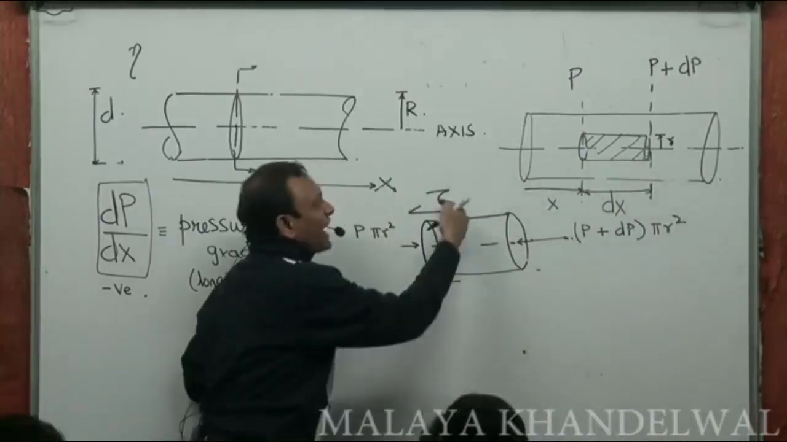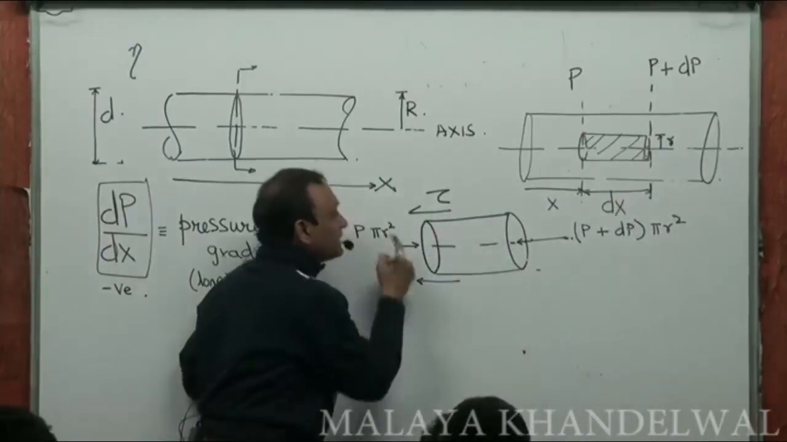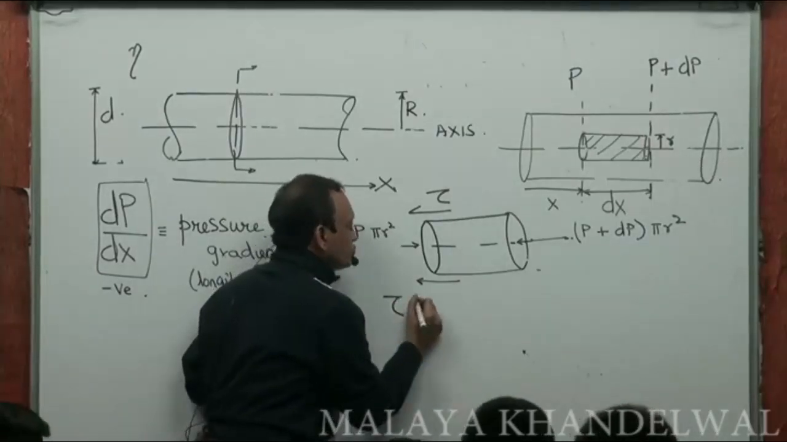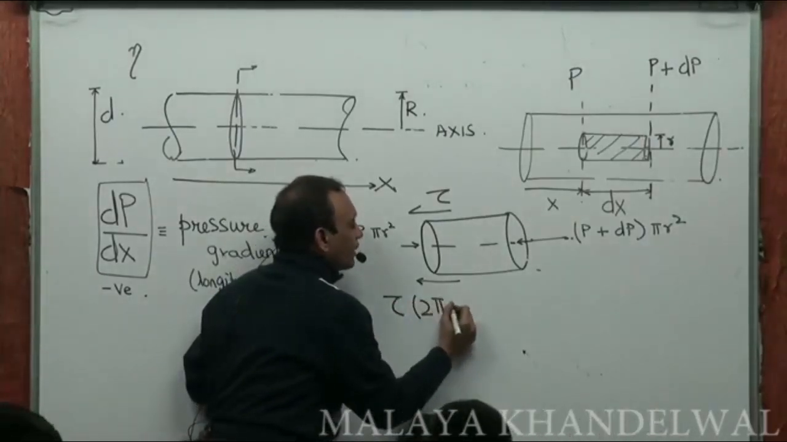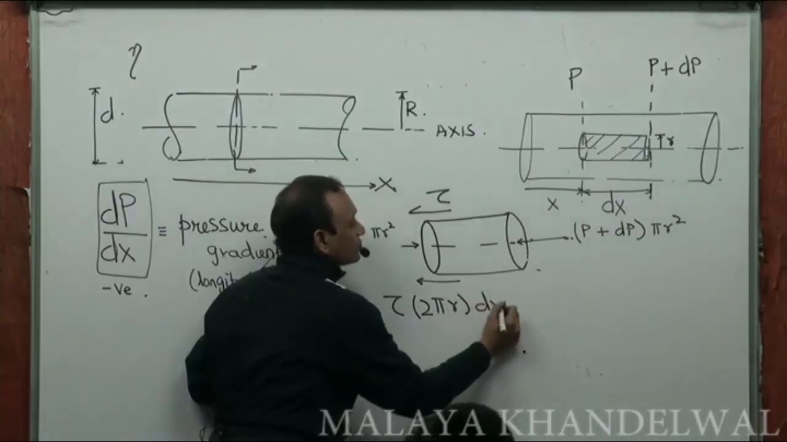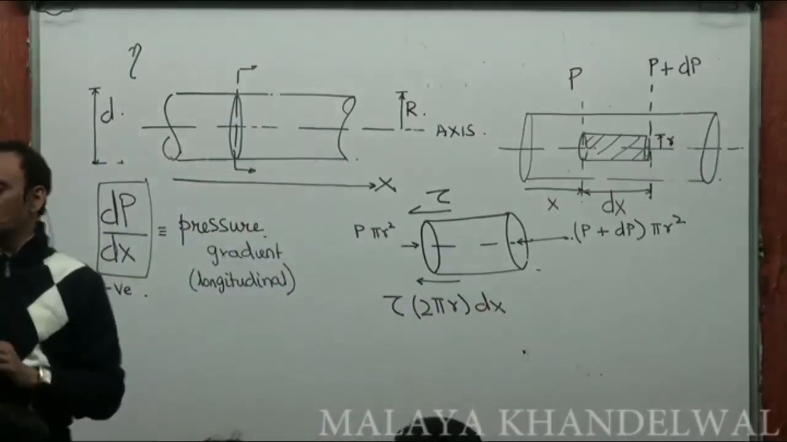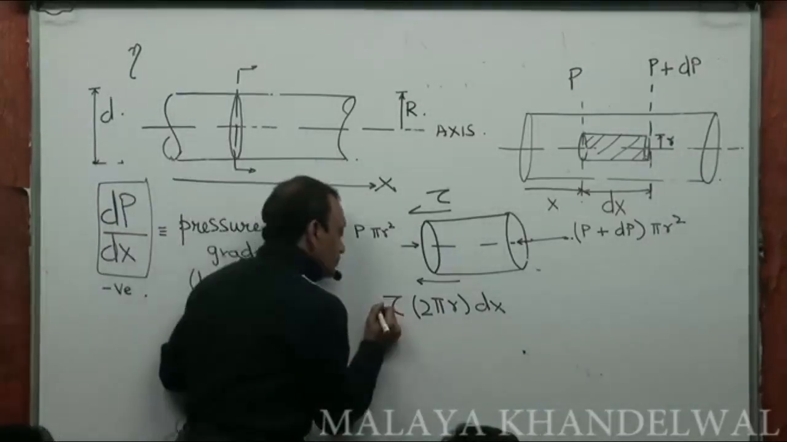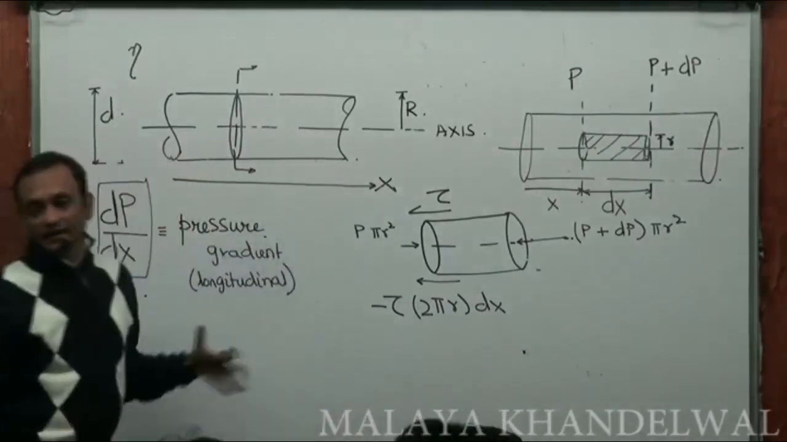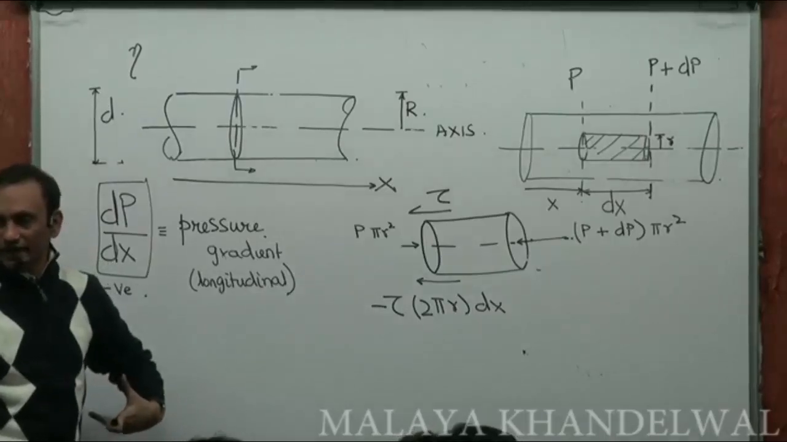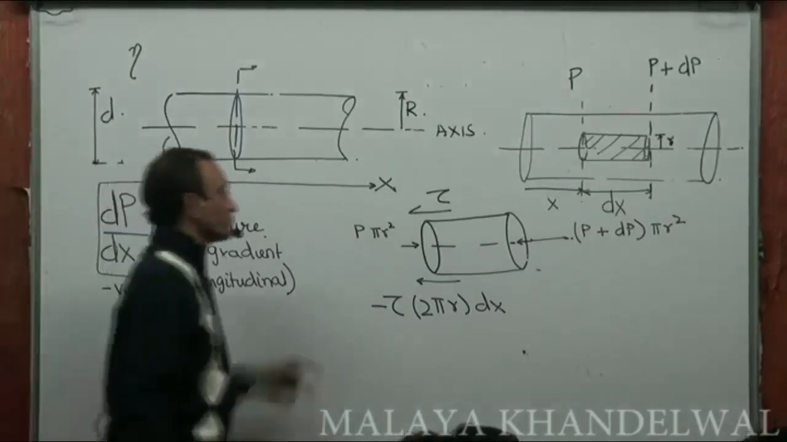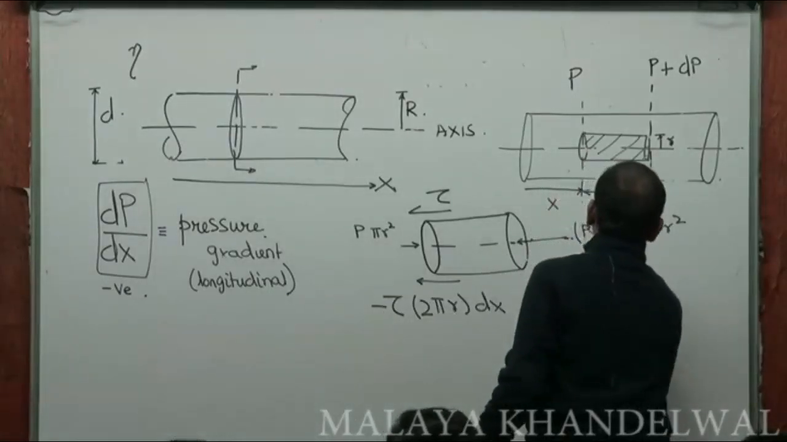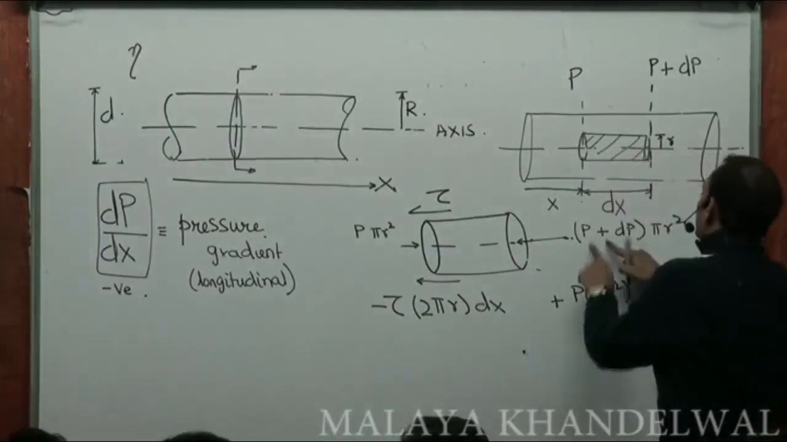Then the drag because of the shear stress is going to be leftwards, and that's going to be tau into 2 pi r dx. Yes or no? That's the curved surface area of this element, and that's to the left. So let me call it negative. Everything leftwards, all the forces leftward negative, all the forces rightward positive. Then there is a force P into pi r squared acting to the right, and then this acting to the left.